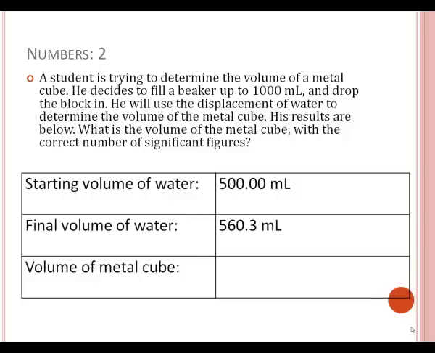So a student is trying to determine the volume of a metal cube. He decides to fill a beaker up with 500 milliliters and drop the block in. He will use the displacement of water to determine the volume of the metal cube. His results are below. What is the volume of the metal cube with the correct number of significant figures? So that's the key statement there, the correct number of significant figures.